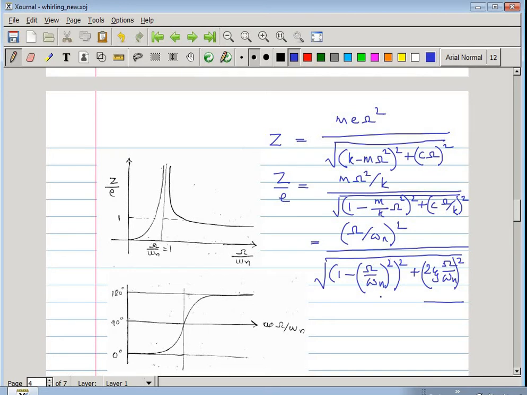So this is the dominant term. When it comes out of the root, it becomes omega by omega n square. So this and these two get cancelled, and you get 1. So when omega by omega n is very large, you are going to 1. And when the rotational speed is equal to the natural frequency, we call it the critical speed.